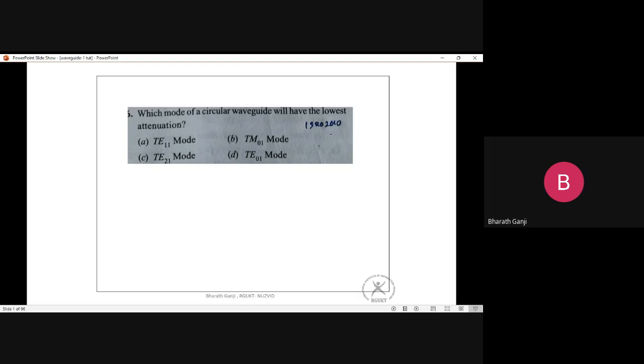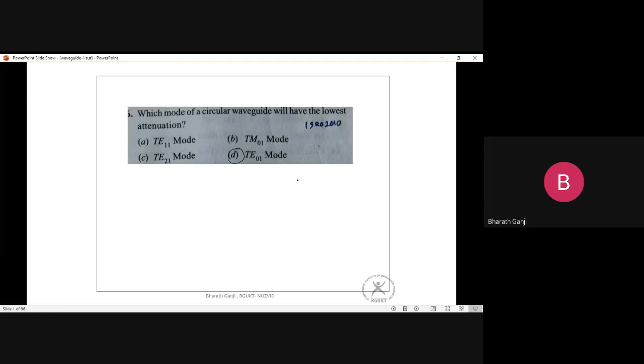This is a question given in ISRO 2010 paper. The question asks for which mode of circular waveguide will have the lowest attenuation. We discussed about it, right? The dominant mode is actually TE11 mode in a circular waveguide, but the lowest attenuation, I told you that TE01 mode has the lowest attenuation because as the frequency increases, the attenuation actually drops. That happens for TE01 mode. So this is a conceptual question, and the answer is TE01 mode, which has the lowest attenuation constant.